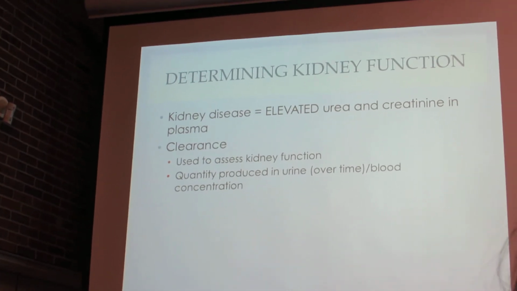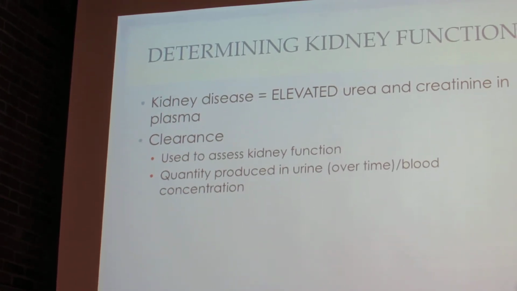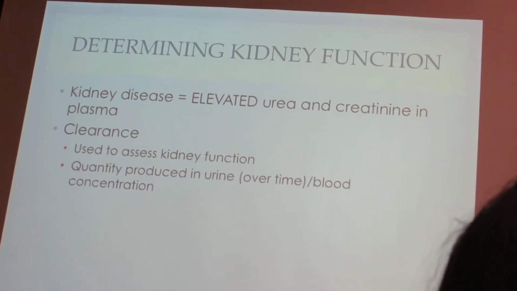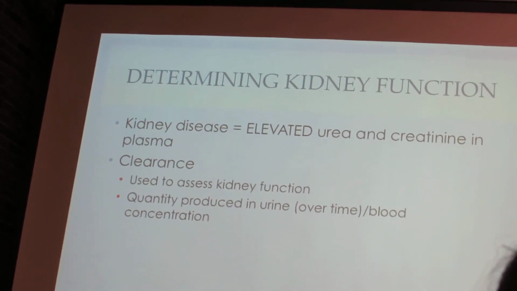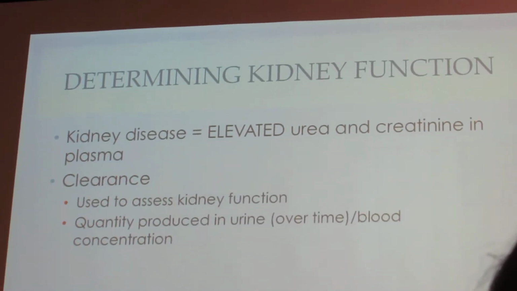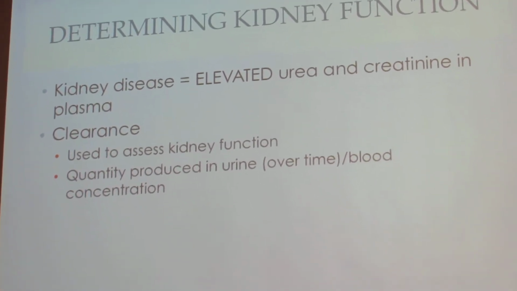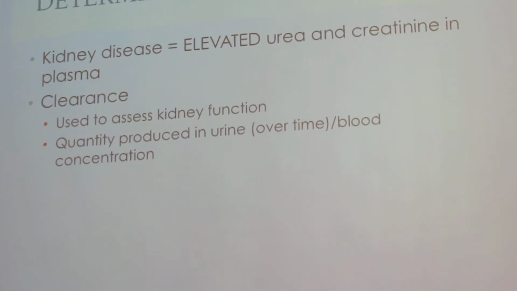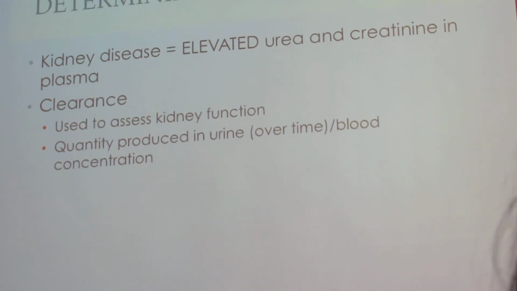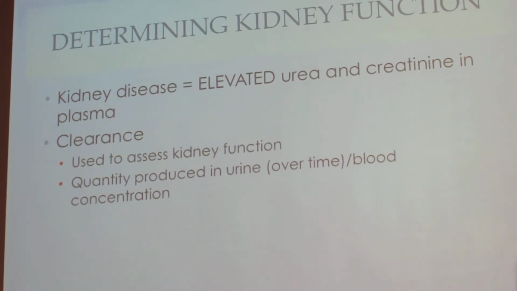So kidney disease is diagnosed when there are elevated levels of urea and creatinine in the plasma, which is just blood. And this is measured using clearance. So that's just the quantity of the solute that's produced in the urine over time over the total blood concentration. That's an equation they use to calculate clearance and determine whether the levels of urea and creatinine are in line with normal homeostasis or out of balance.